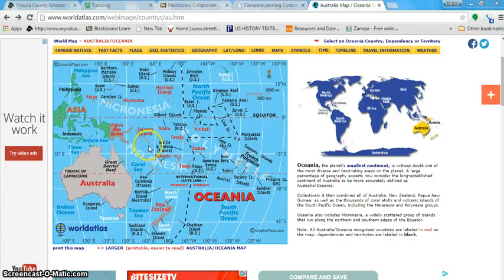Okay, this is a review for the South Pacific, Antarctic, and Australia test at the end of semester 2 of World Cultural Geography. So I pulled up a map because there are lots of map questions on the test. And the first thing we want to look at is Australia.